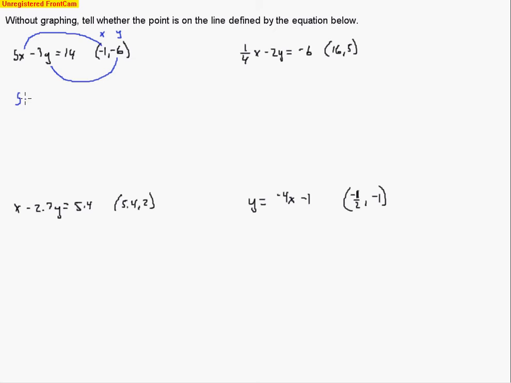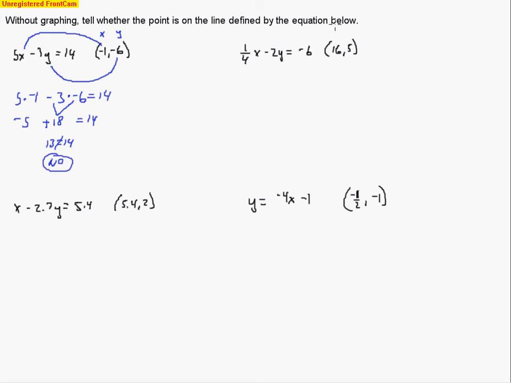So 5 times by -1 minus 3 times by -6. Let's see if it equals 14. When we do the work here, we get -5 because there's one negative. Notice that there's two negatives here, so we get a positive 18. And so when I go ahead and do that subtraction, I end up with 13. And that does not equal 14, so no, that point is not on that line.